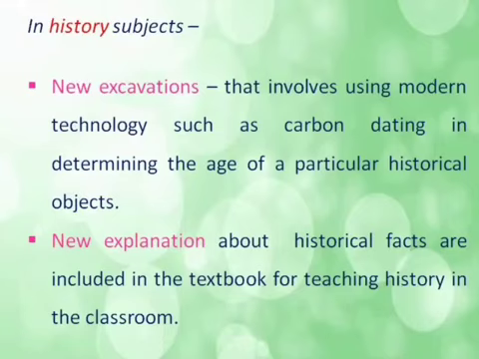That involves using modern technology such as carbon dating in determining the age of a particular historical object. Carbon dating is a modern technology which helps to determine the age of a historical object. This wouldn't be there in the earlier days in the history book. So new excavations have been added in the history subjects as a change in the social science subject.